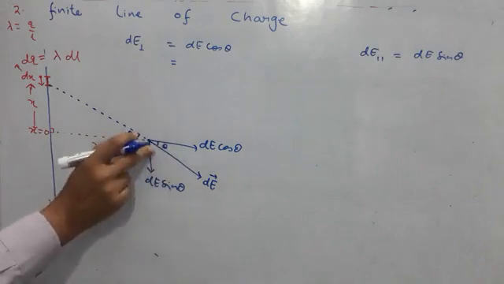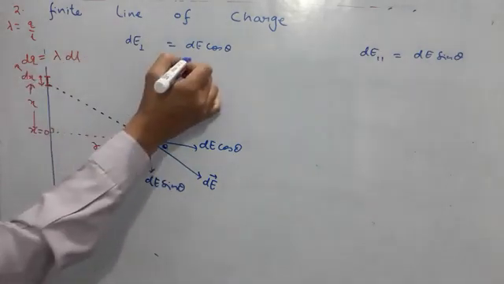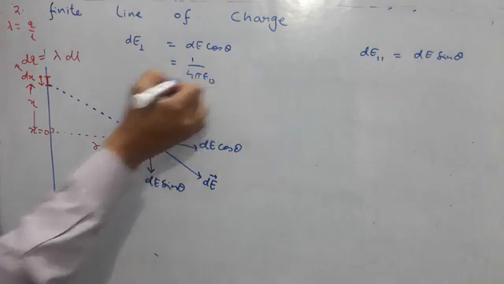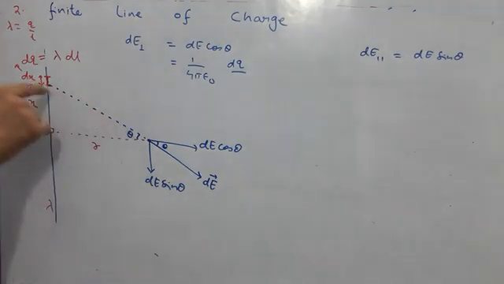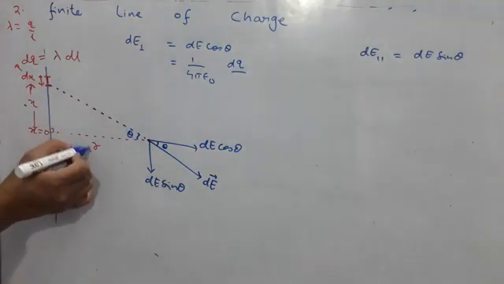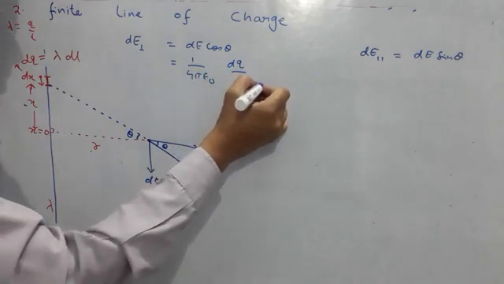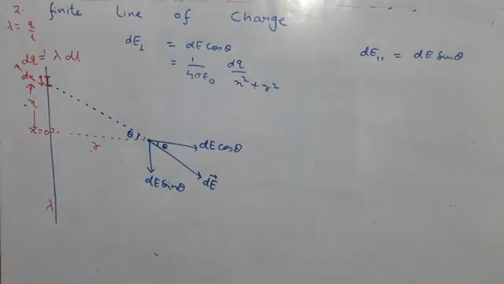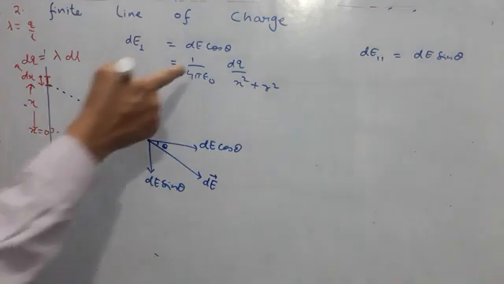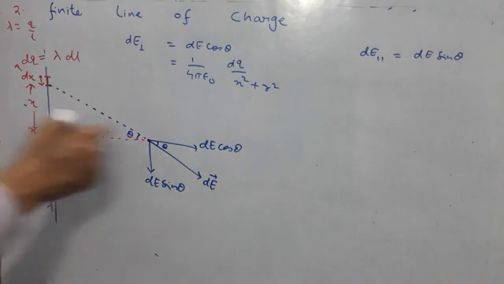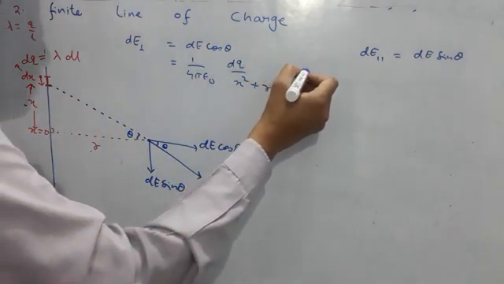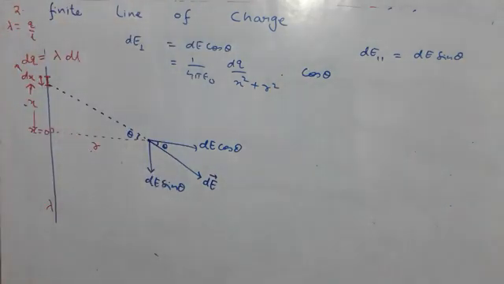Now see, dE. dE is the value of electric field at this point due to this element. That will be 1 by 4 pi epsilon naught, this charge dq, upon this distance squared. Now this is x, this is r, so the distance is square root of x square plus r square. But we have to take its square, so it becomes x square plus r square. And then cos theta. Here the variable that we have chosen is x.